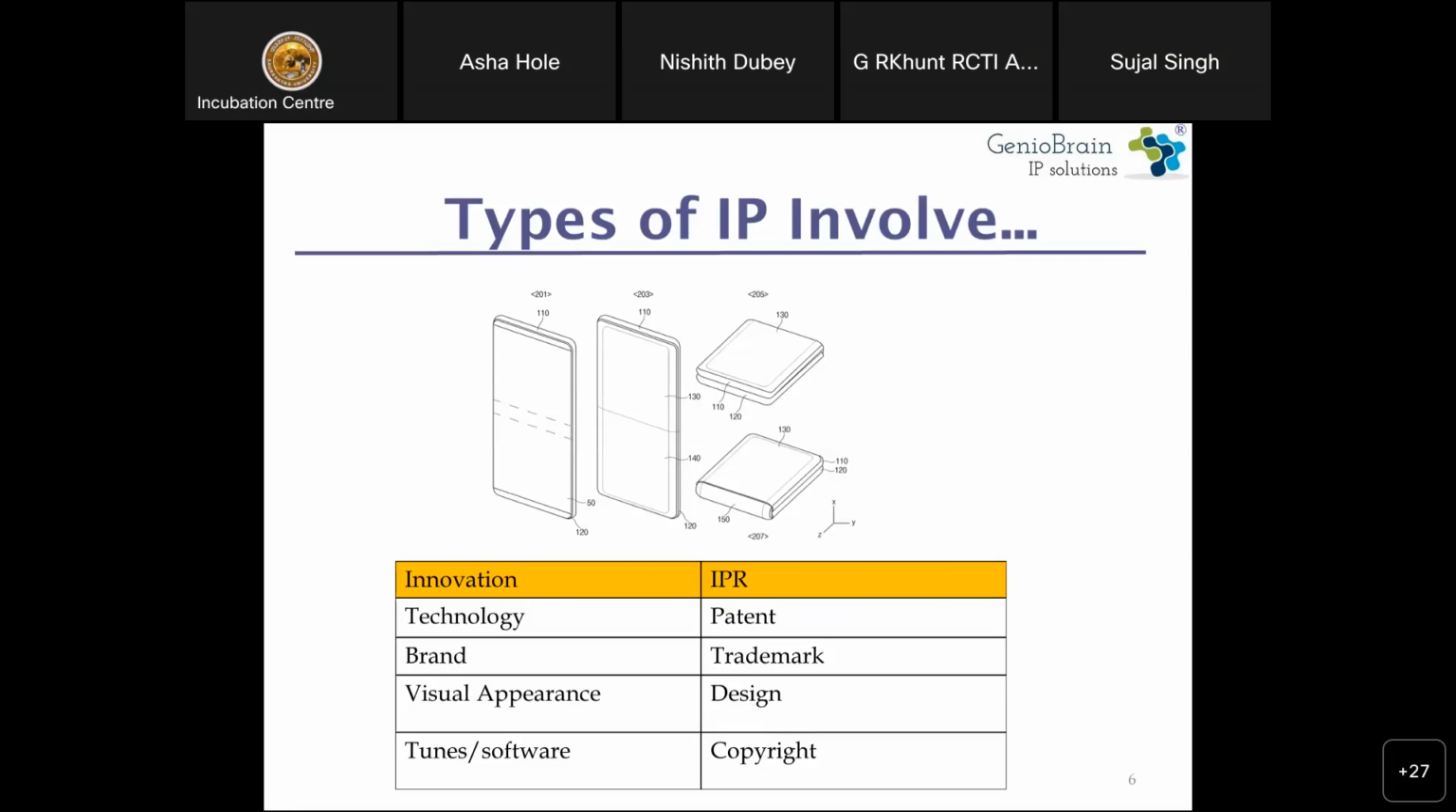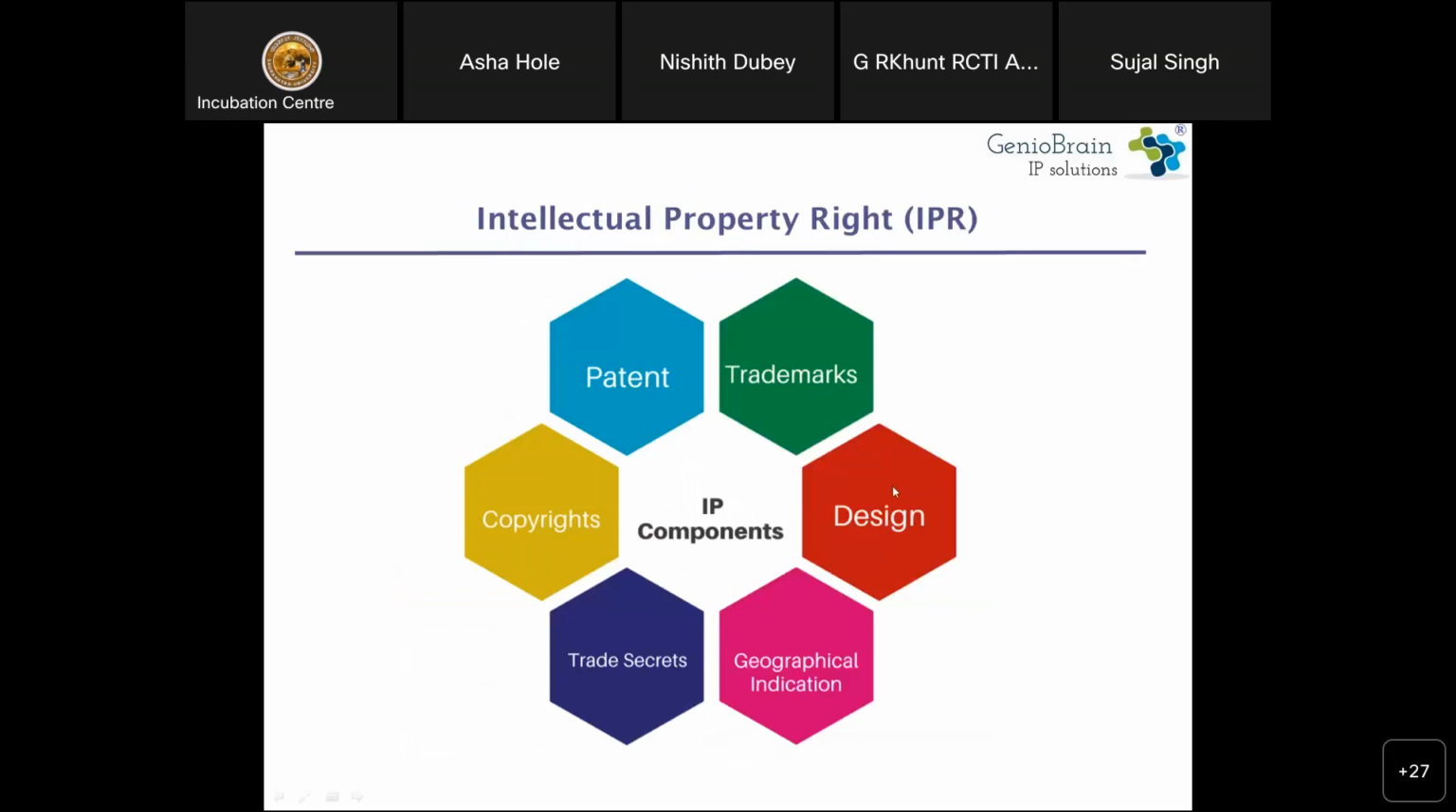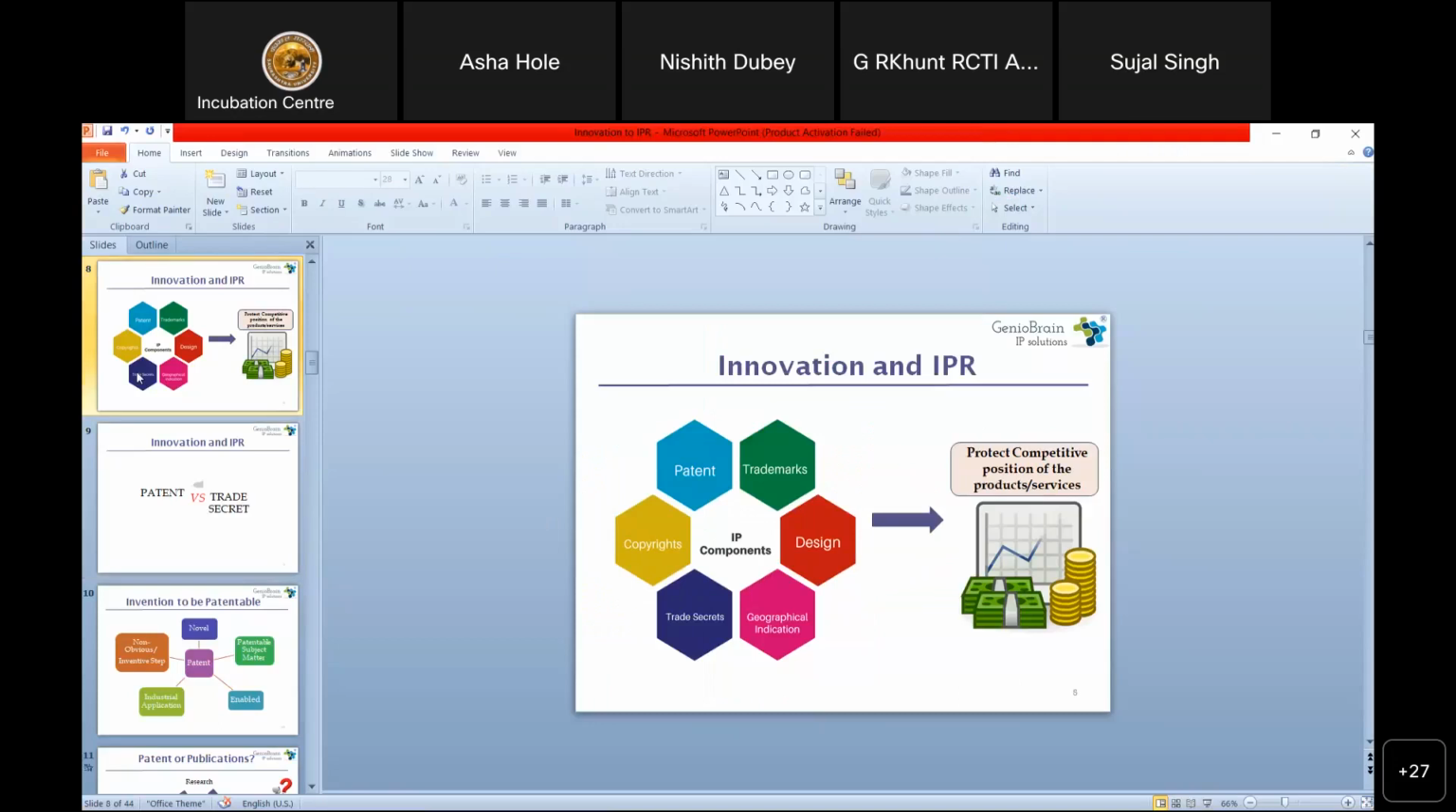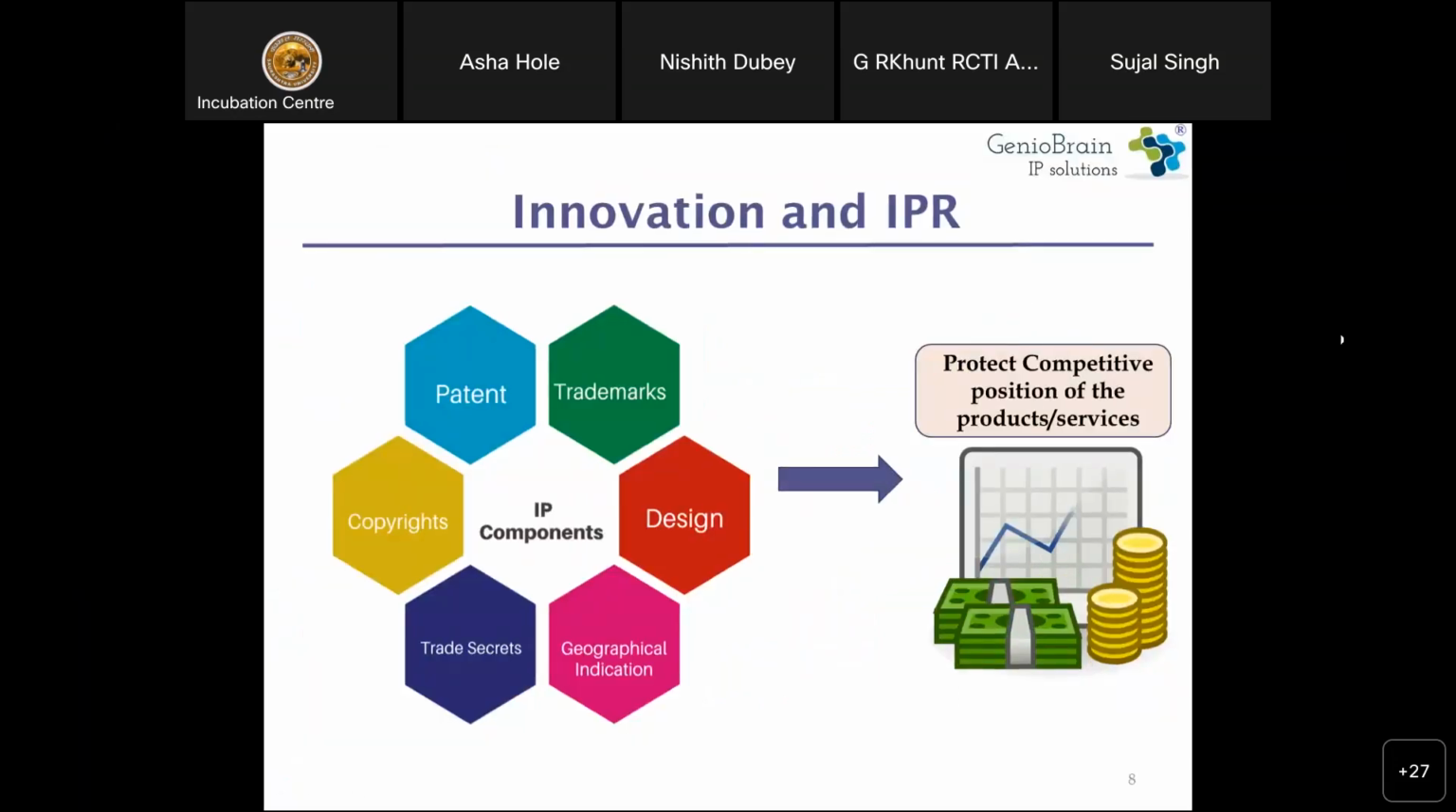And the more important thing is the software. As I have discussed, from the Indian perspective, software is protected through copyright. So these are the types of intellectual property rights. You all might have known this: patent, trademark, design, and copyright.